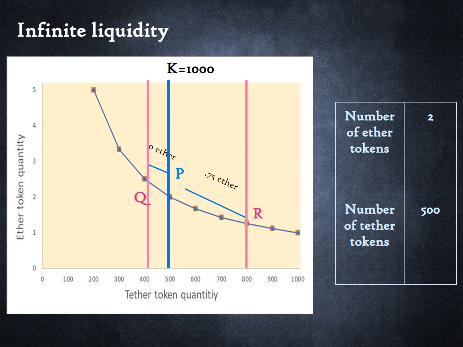We know there cannot be any Ether to the left of point P. This is because a trader who wants an equilibrium at point Q is seeking to add Ether to the liquidity pool and receive Tether from the pool. There is no need to hold any Ether to the left of point P.